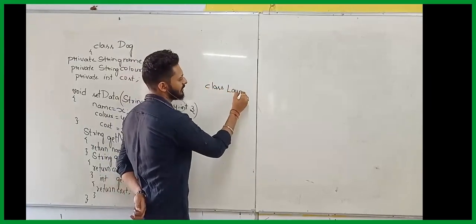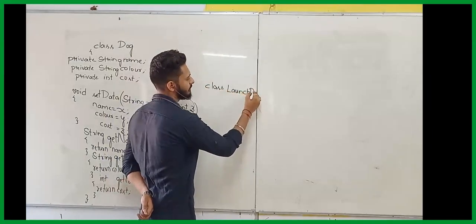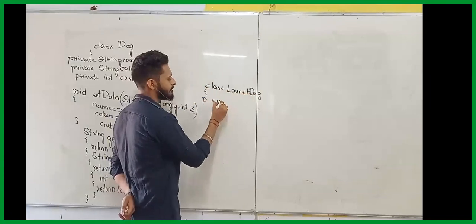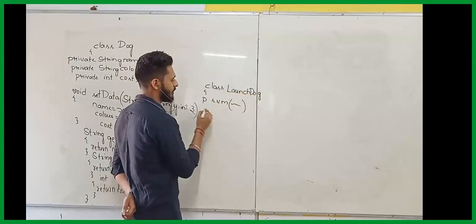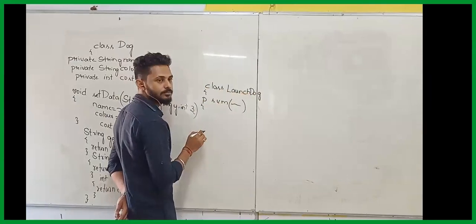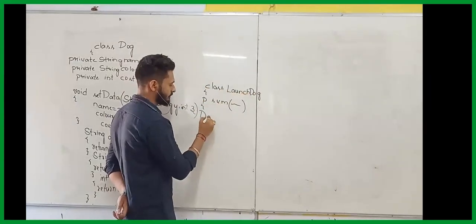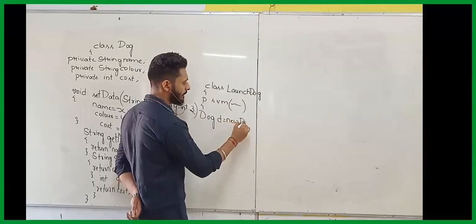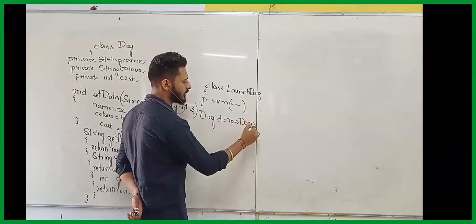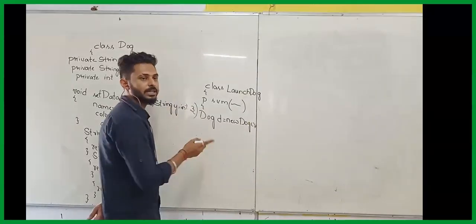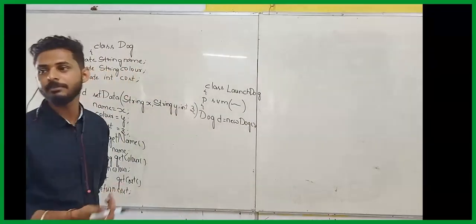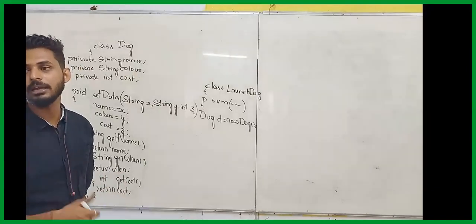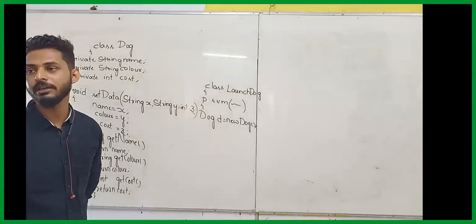Not lunch dot, launch dot, inside this public, inside this what I'll say? Dog type d equals to new dog, and now I want to give the values for the dog. One object I have created for the dog, I want to give some values. That is for name, one name I want to give, for color, one color I want to give, for cost, one cost I want to give.